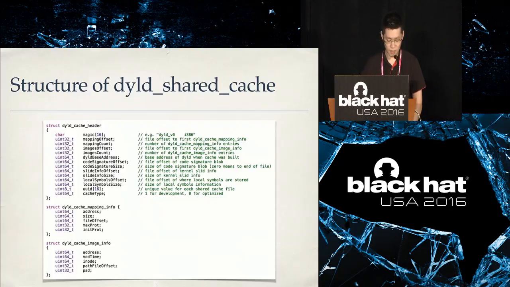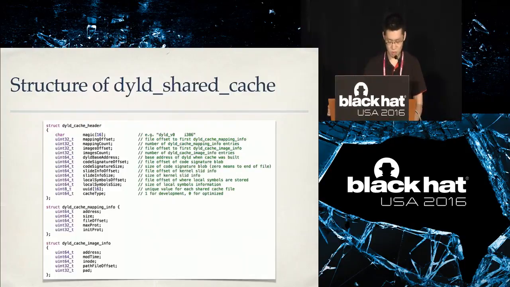So let's take a look at the structure of the shared cache header. This is well defined in the Xcode header file. You can find this. At the beginning, there's the magic string, like dyld_v1 or something like that. And after that, there's a mapping offset. The mapping offset points to an array of cache mapping information. This structure is used to tell the kernel how to map the file into memory, like from which file offset and size, and map to which virtual address, like that.